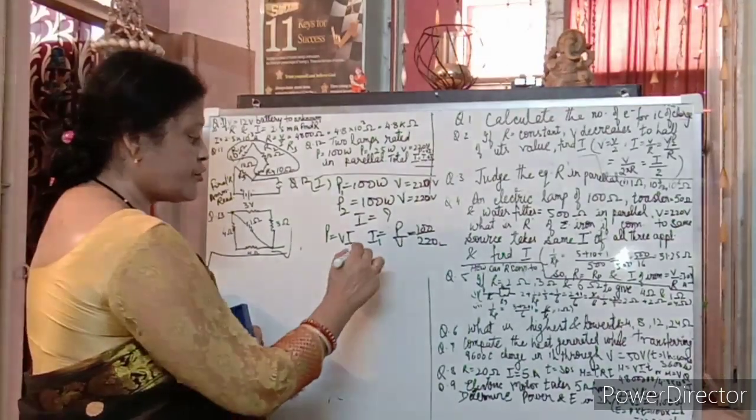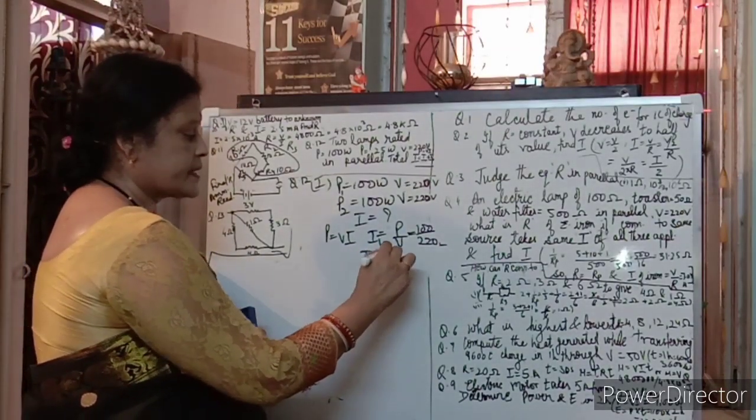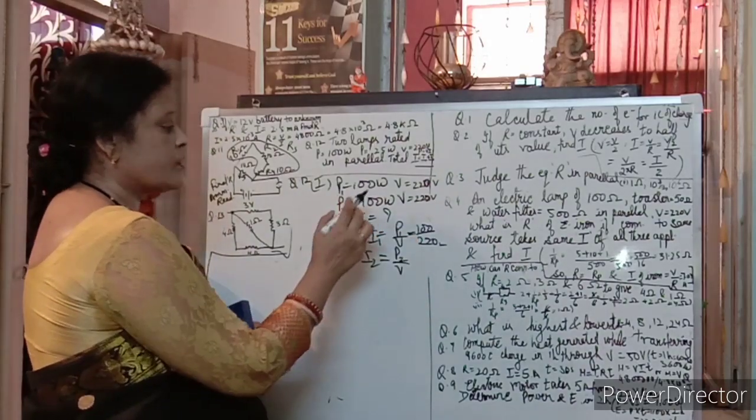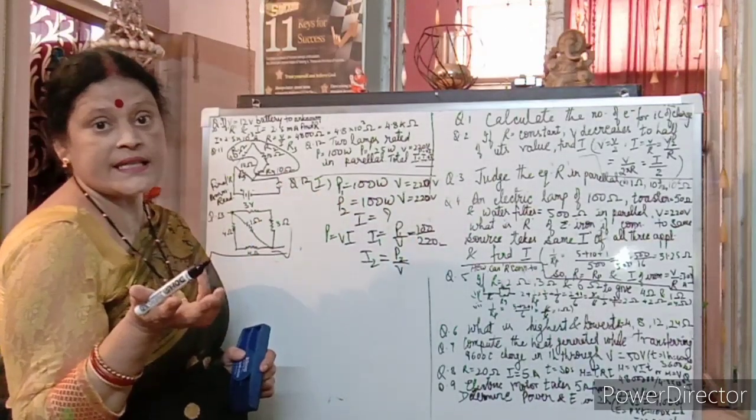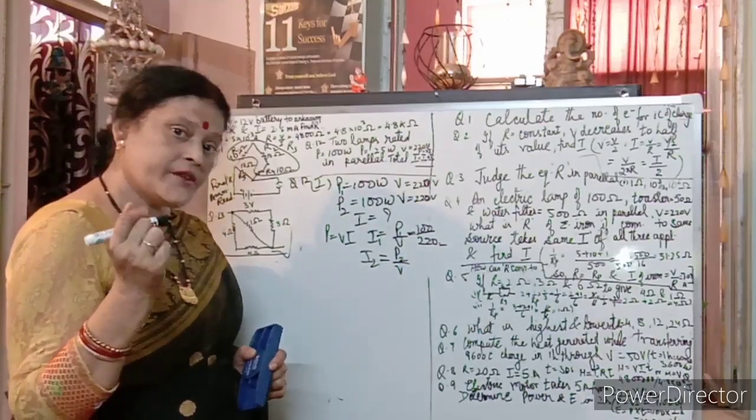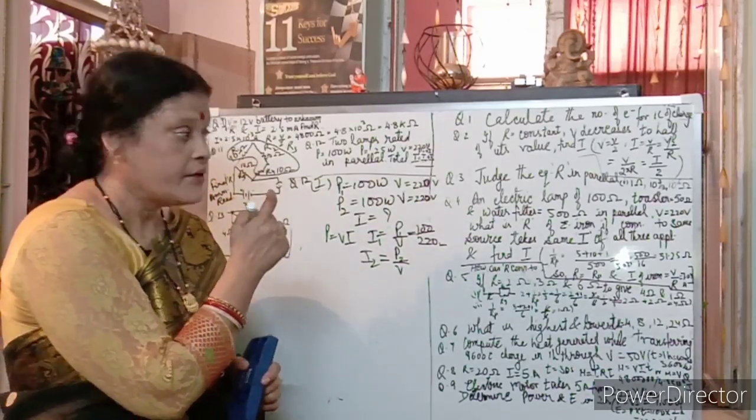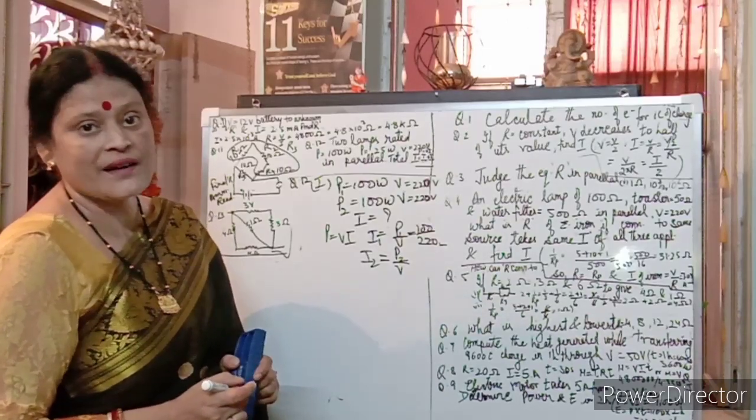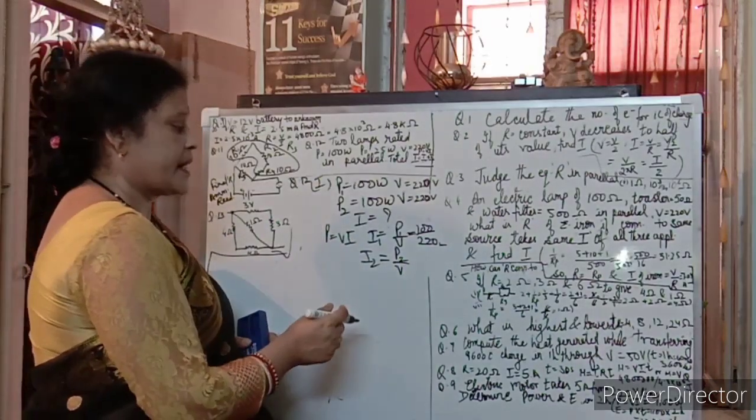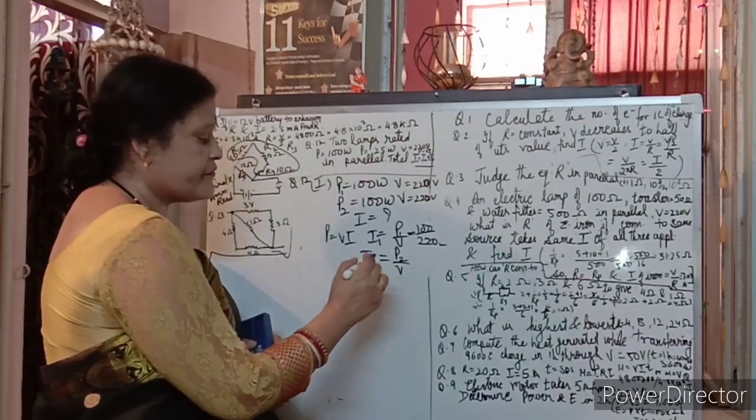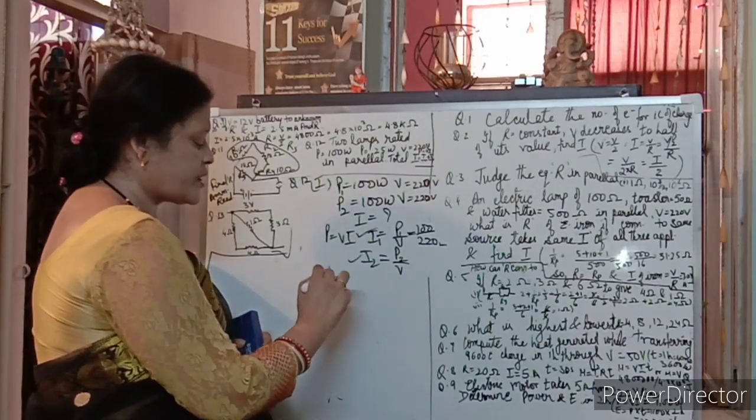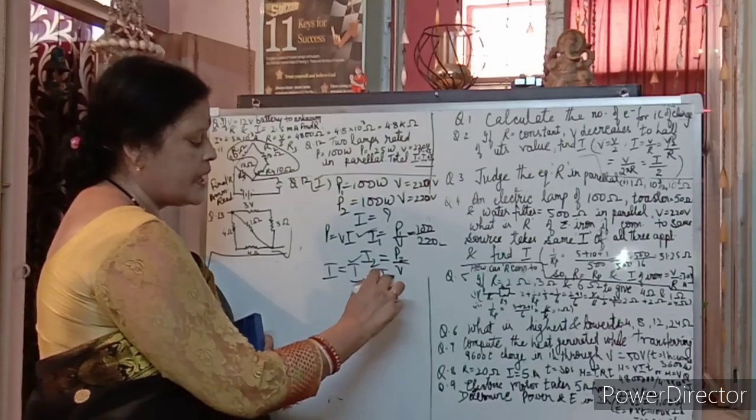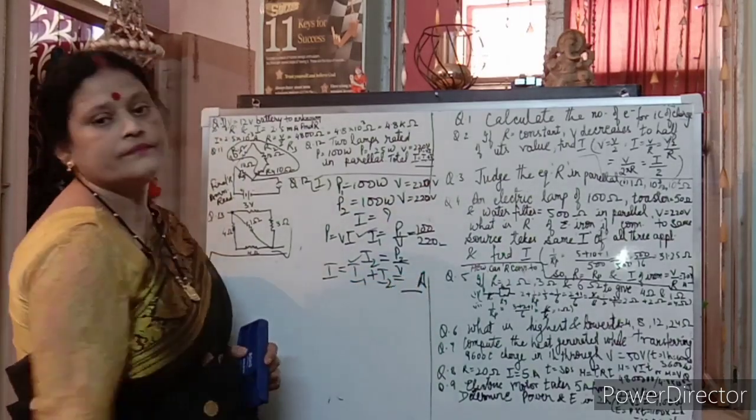Clear? Next you find I2, that is P2 upon V. See, volt is common because it is domestic. And whenever we are using any domestic appliance, we will always use 220 volt, and always in parallel. So they are connected in parallel. Now, when we find the current, what is the total current? I1 plus I2. Done. And you will get it in ampere.